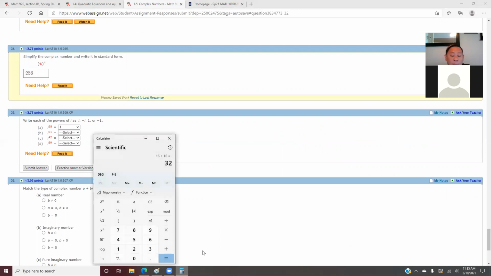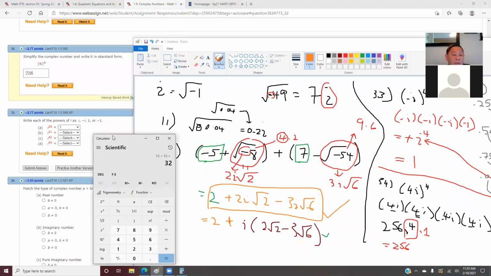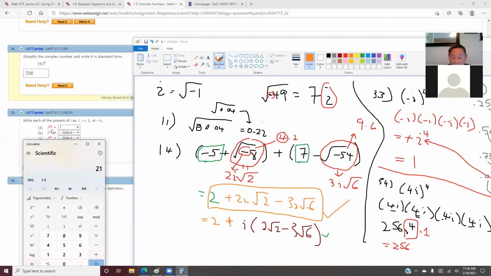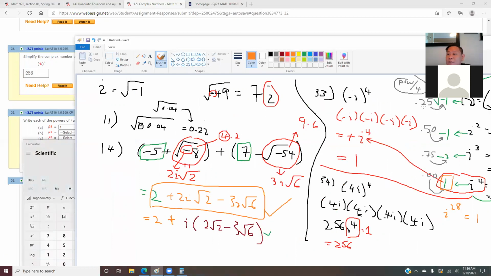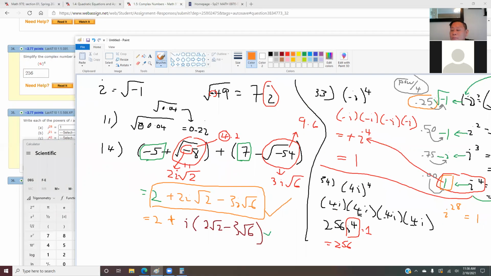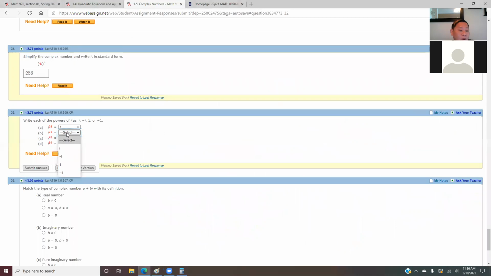Okay. So what I'm talking about here, Sinu, is you take the power 21 divided by 4. If your decimal is 0.25, then your answer is the first one, i. If your decimal is 0.5, then it's the second one, -1. And if the decimal is 0.75, it's the third, -i. If there's no decimal, like the one that you just did, it divides evenly, then it's the fourth one, 1. So for this 21, your answer in this case is the square root of -1, or just i.